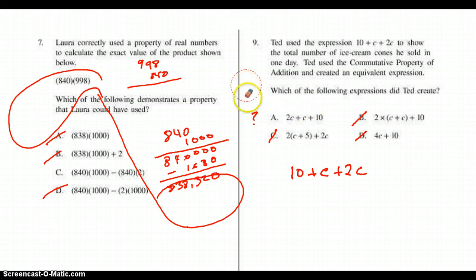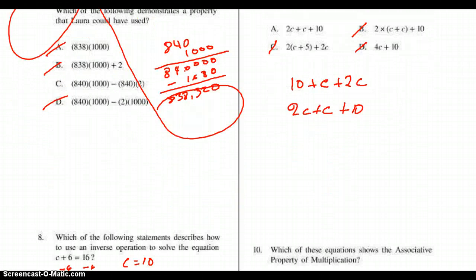We literally can, because in plain words, what we've done is we look at 10 and C, and they just simply traded places. Okay, 2C plus C. Oh, here's what they did. 2C plus C plus 10. Let's switch them around. Okay, commutative property.